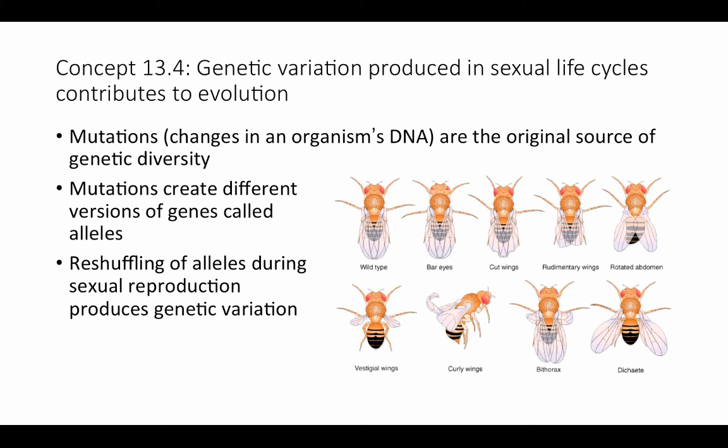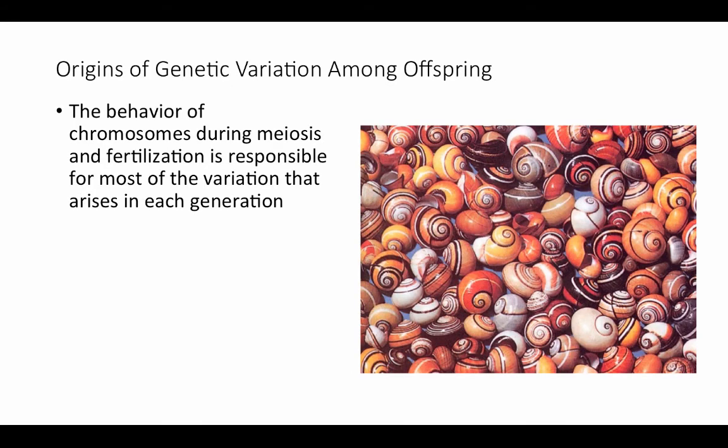So what happens during sexual reproduction is that the combination of traits and characters is shuffled in every generation. The reshuffling of different alleles during sexual reproduction produces the genetic variation that you see in a population. That genetic variation results in variation in traits. So the behavior of chromosomes during meiosis and fertilization is responsible for most of that reshuffling, that genetic variation that's going to cause different combinations of characters in individuals from generation to generation.